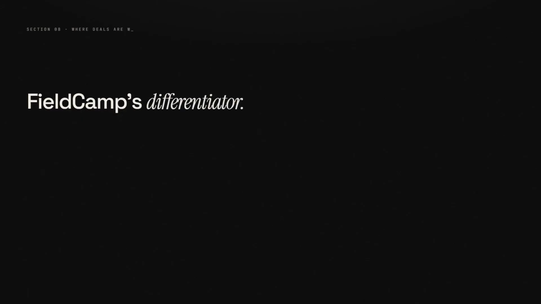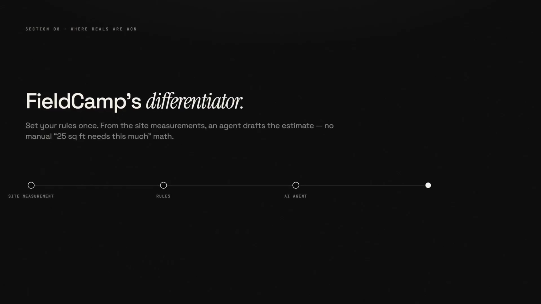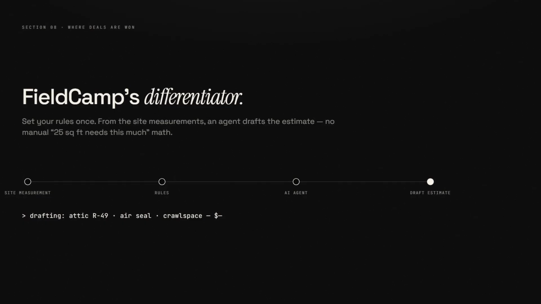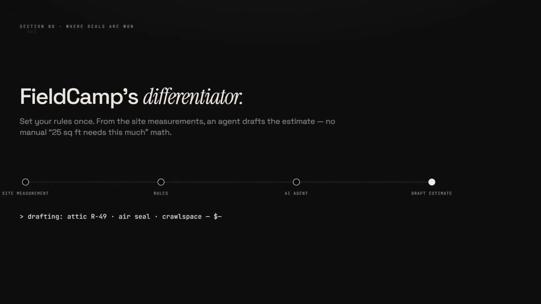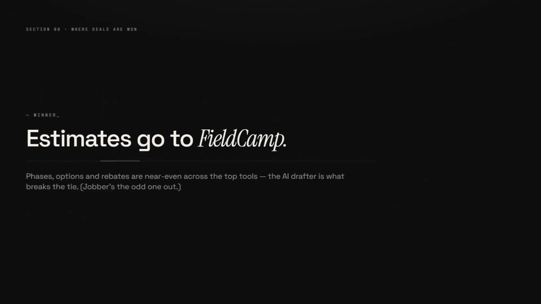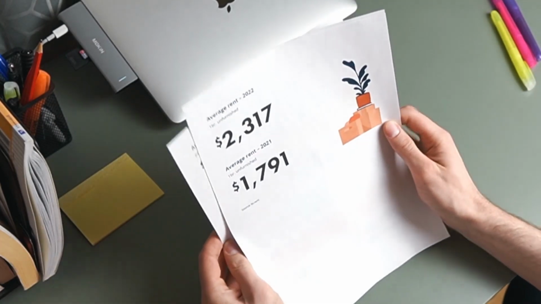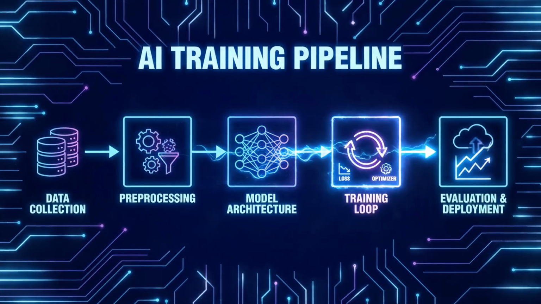The only differentiator is FieldCamp, where you can have an agent which, based on the site measurements, automatically drafts an estimate ultimately. So you don't have to manually do the calculation that for 25 square feet I would need this much. If your rules are set, then the agent can automatically draft the estimates. So in this category, scheduling and dispatch, FieldCamp wins. Estimate, ultimately it's almost the same playing field for every single software except Jobber, so it's a tie basically. But if you want estimate follow-ups, automations, AI, etc., then FieldCamp wins this category.